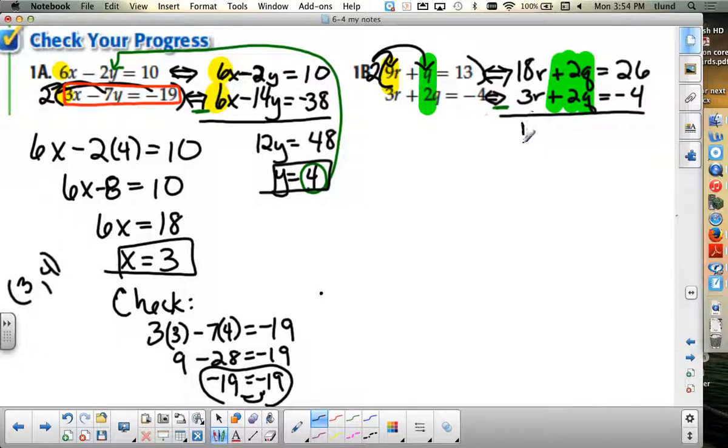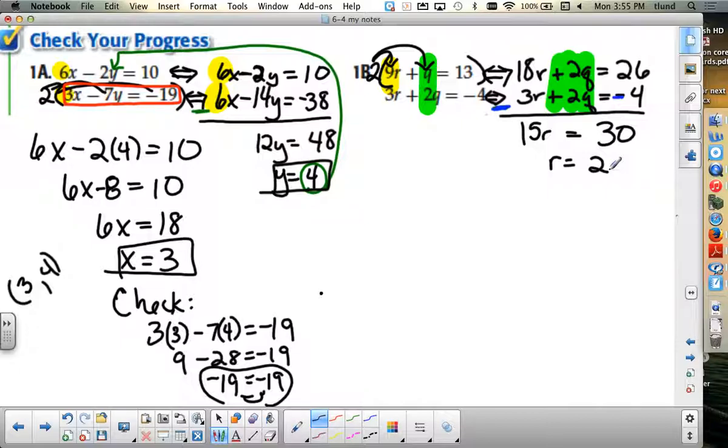18r minus 3r is 15r, and 26 minus 4, that's a problem. 26 minus negative 4 is what I'm doing here. Sorry about that. 26, I've got to subtract a negative 4, and that's really like 26 plus 4, which is 30. Dividing both sides by 15, I get that r equals 2.